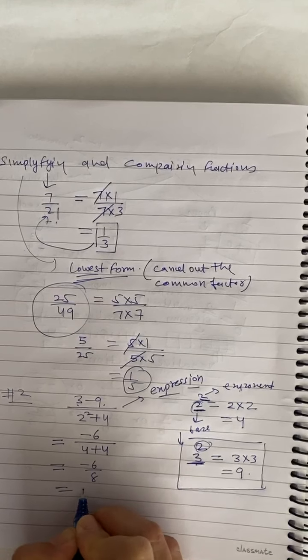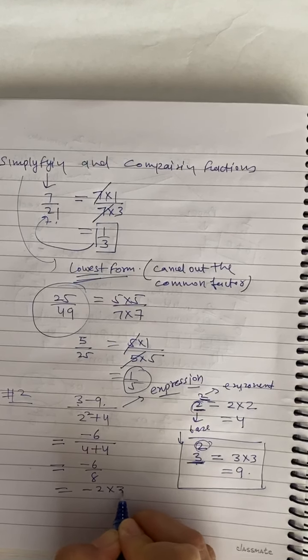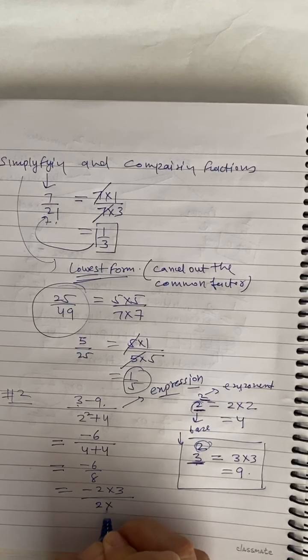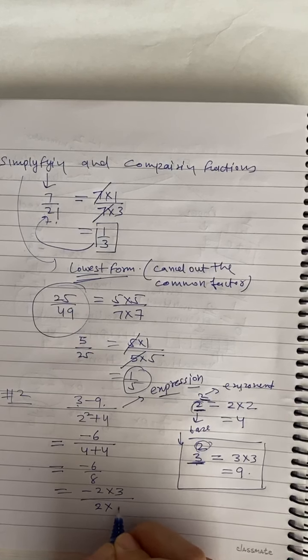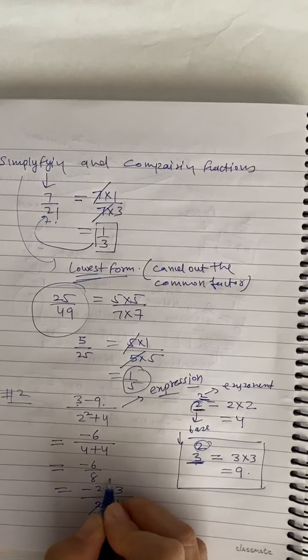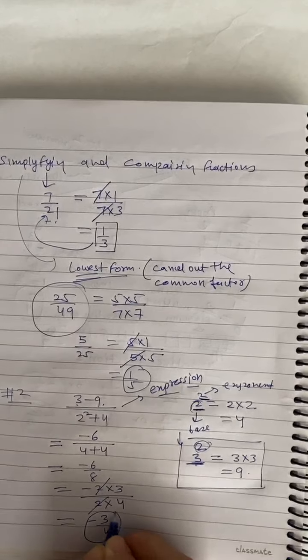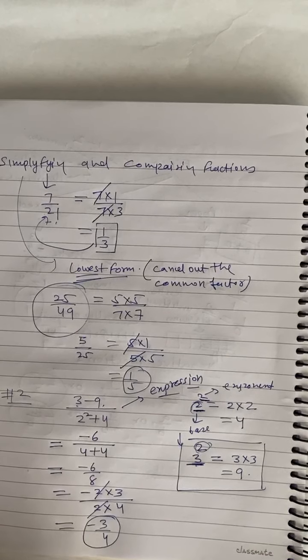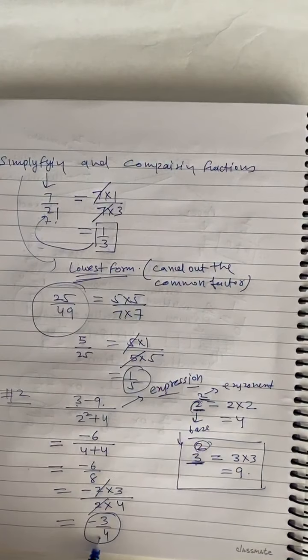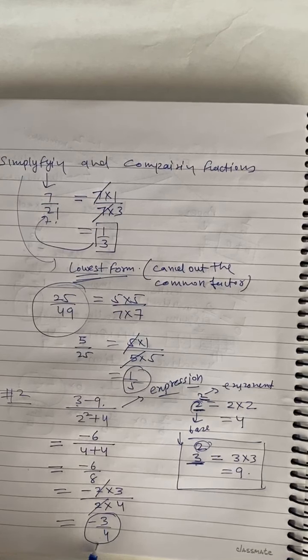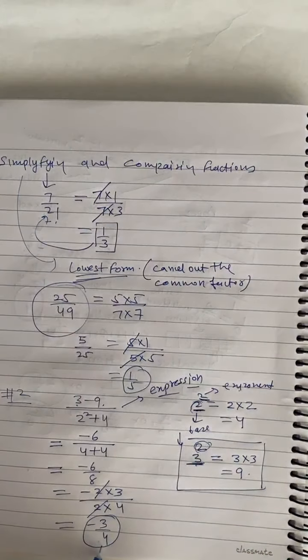I know negative 6 can be written as 2 multiplied by 3, and 8 is equal to 2 multiplied by 4. So the 2 gets cancelled. 2 is a common factor. So negative 3 over 4 is your final answer. Whenever you get the final answer, make sure that you circle it so that it is easy to understand that's your final answer.